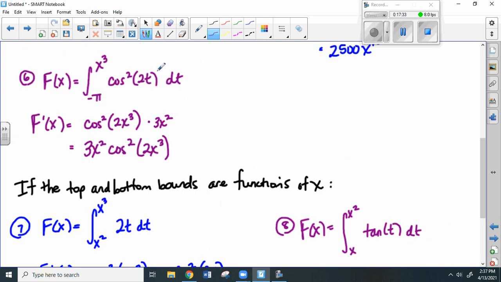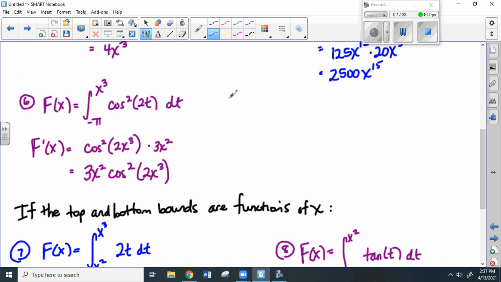Okay, well, let's go back up here to one that has a constant on the bottom. Okay, well, even if I plugged that constant in, so even if I follow the same rule I just did, where I actually plug in the top bound times its derivative minus, and then I plug in the bottom bound times its derivative, because the bottom bound is a constant, I will always multiply that second one by 0, and that's why it always disappears.